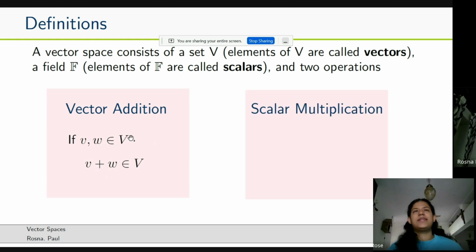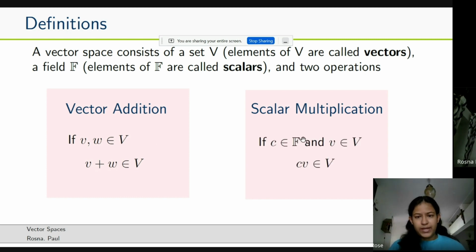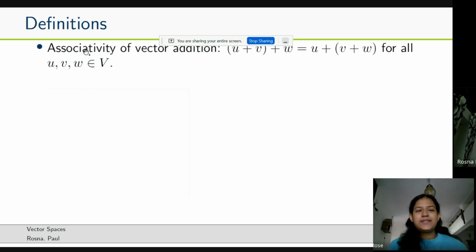The second operation is scalar multiplication. Here we take one element from our field and one element from our vector space, and when we multiply them, the result should belong to our vector space. So these are the two main operations we need. Not only that, we need more properties of these two operations. That is a big list of properties, but we need it. First is the associativity of vector addition. What does it mean? If you have (u plus v) plus w, then you can change this association to u plus (v plus w) for all vectors in V. That is the associativity of vector addition.